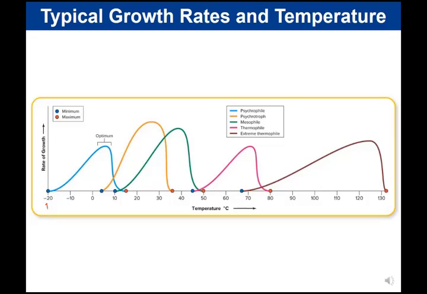So in a minute, we're going to walk through what each of those names means, but psychro refers to cold, phile is lover. So a psychrophile is a cold lover. It grows best at cooler temperatures. And again, it grows optimally at refrigeration temperature.